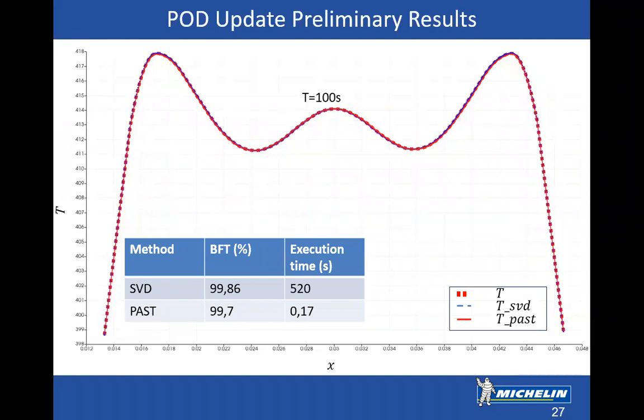So the best fit for the SVD with the sliding window and the PAST algorithm have yielded 99.7 and 99.8, which is almost the same. But the gain at this level is in the execution time. If I'm using this SVD, the execution time for constructing the UR is 520 seconds. So for each step, I can go take a coffee. Meanwhile, for PAST, it's 0.17 seconds. You can't even blink.